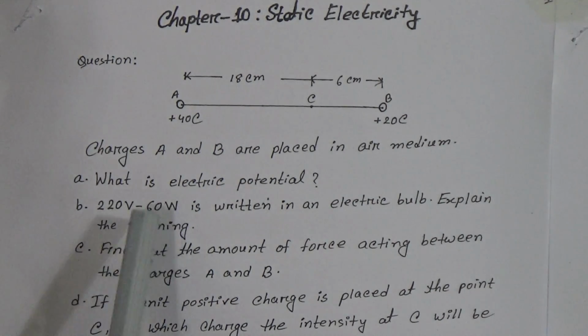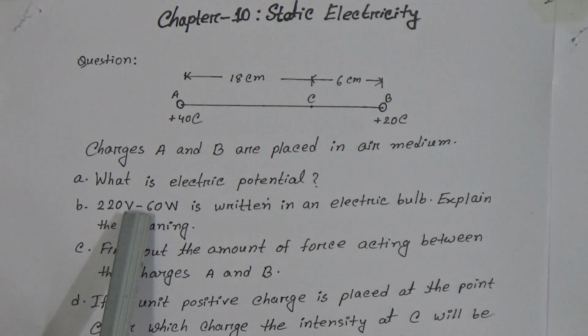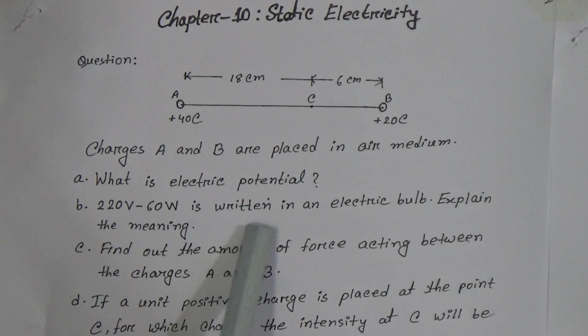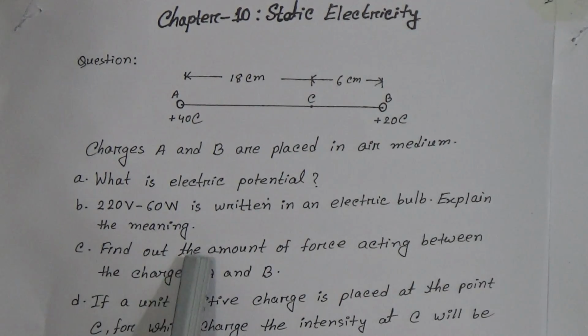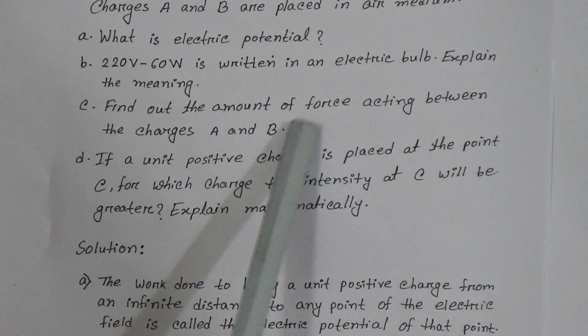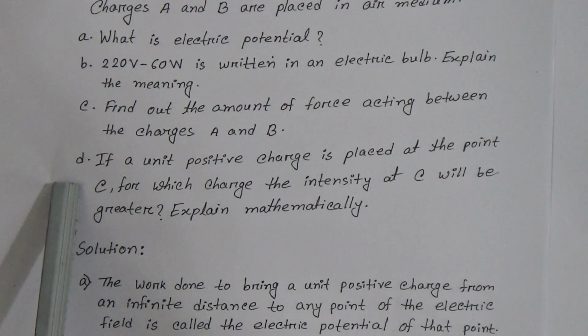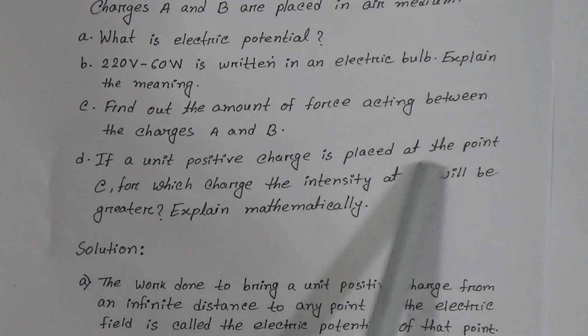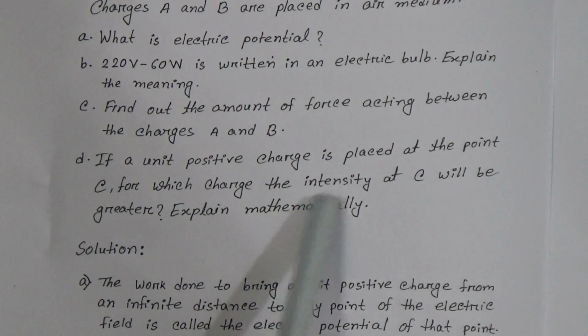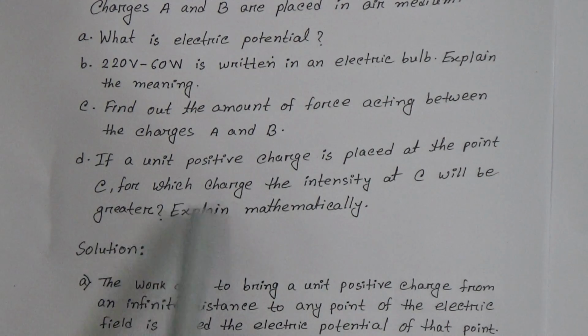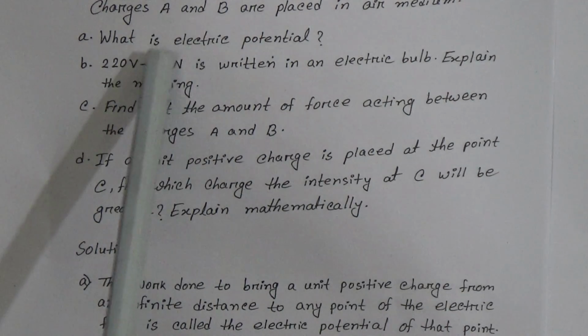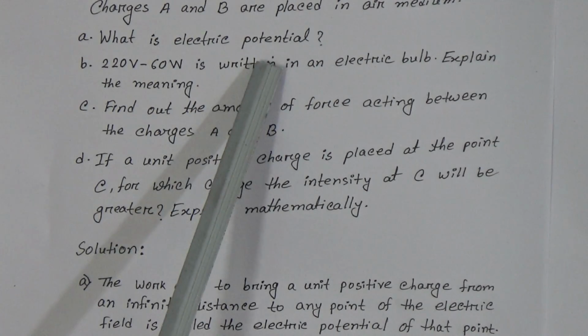Question number A. What is electric potential? Question number B. 220 volt, 60 watt is written on an electric bulb. Explain the meaning. Now question number C. Find out the amount of force acting between the charge A and B. And question number D, if a unit positive charge is placed at the point C, for which charge the intensity at C will be greater, explain mathematically. My dear students, question number A, electric potential, we have learned this definition.